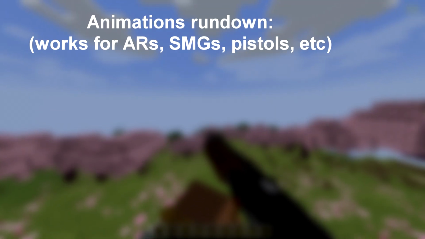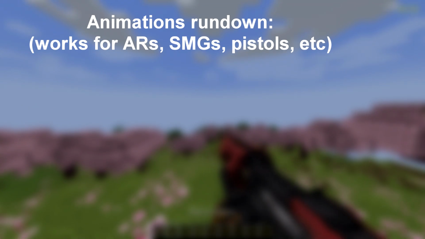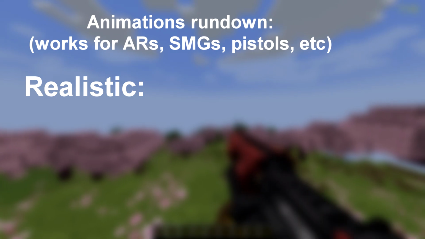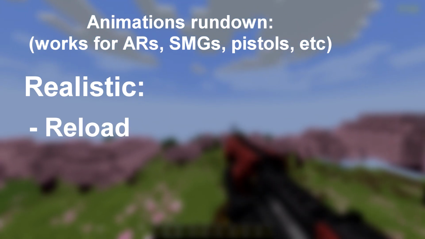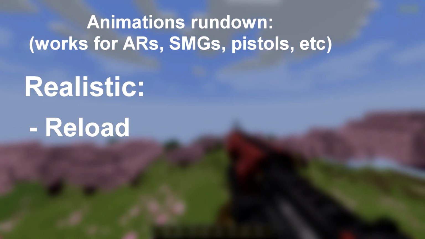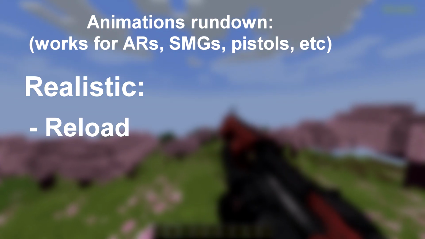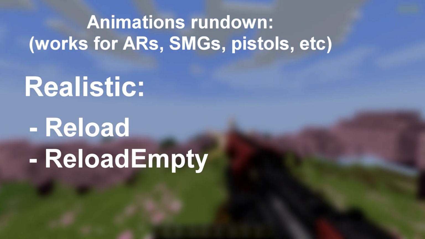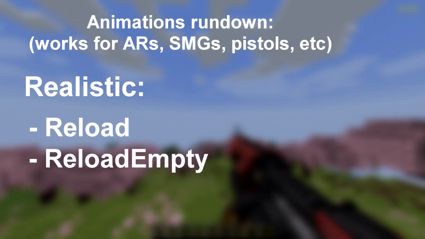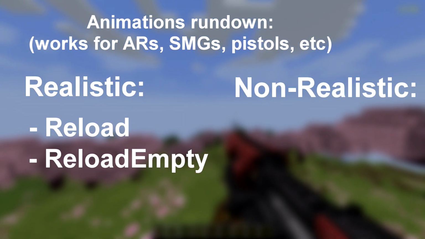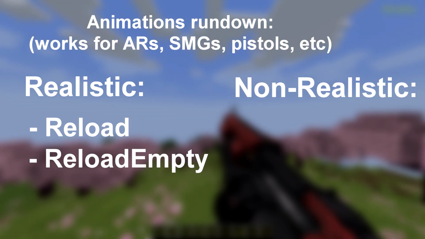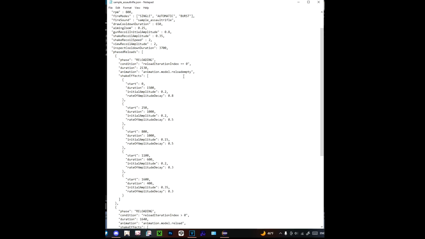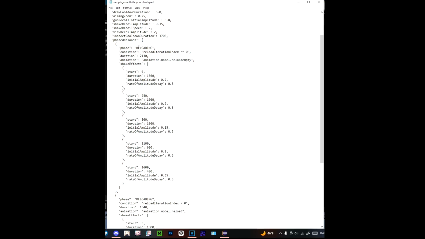Here's a rundown of how reload animations work in Point Blank. There's two ways to approach it. If you're creating a gun that's meant to be realistic, chances are you want to add 2 reload animations. One would be the regular reload. This is the reload animation that plays when you still have some ammo in your gun, but you reload it anyway. And the second animation would be the reload empty animation, and this animation plays when the gun has no ammo left and you're reloading. If you're not going for a realistic approach and you want to have just one reload animation, you can simply animate just one animation.